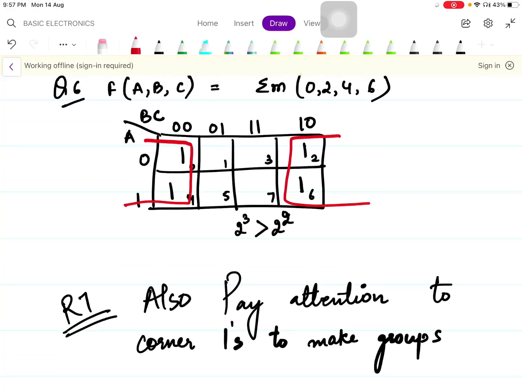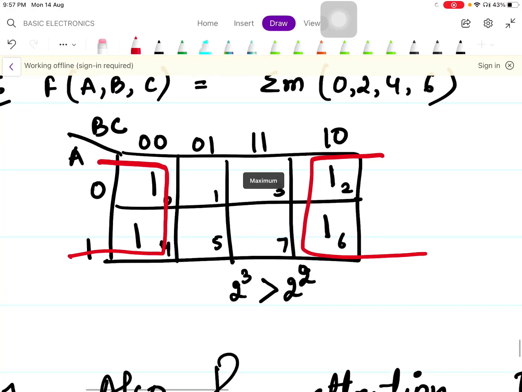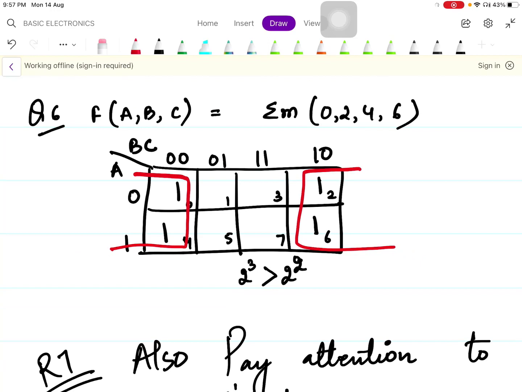All right. The other rules, as I have said, this is rule 7. The previous 6 rules are in the previous video, the link of which I have already shared in the description box. Now, how do we write the answer for this group? For the A part, nothing will come because both the rows are involved. And from the BC part, only C bar will come. So the answer is only C bar. As you can see, the bigger the group, the smaller the answer. That means the more simplified the expression. That is why it is a rule in K-map to make the biggest group.